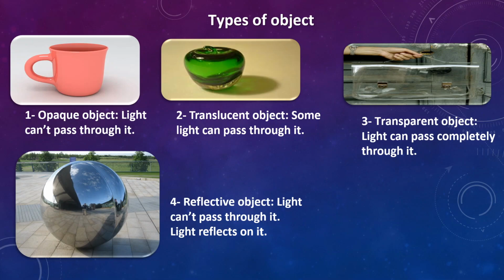Transparent object is an object that light can pass completely through, like glasses or windows. Okay, so no shadow will be formed when light makes contact with this object. All light passes through. And of course, reflective objects like mirrors. Light cannot pass through it. Light reflects or rebounds on it.